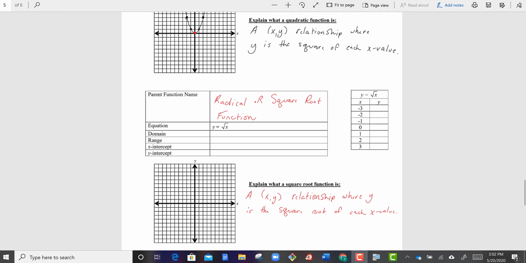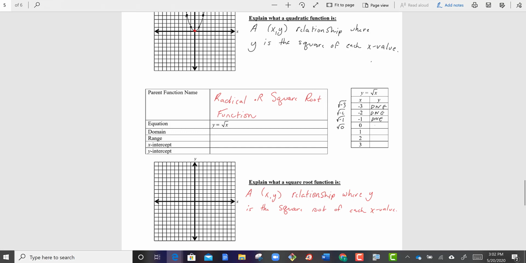All right, so a radical or square root function is an xy relationship where y is just the square root of each x value. Sometimes it's called the broken function because it looks like just a part of a graph. But that's because, of course, we can't take the square root of -3 using real numbers. The square root of -3 does not exist, so I'm going to put DNE. Can't take the square root of any negative number, because there's no number that, when you multiply it by itself, can still give you a negative.